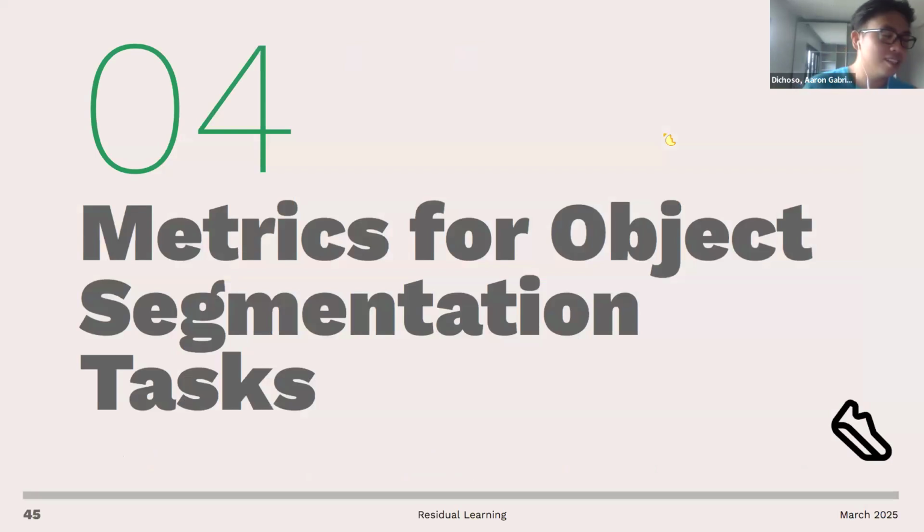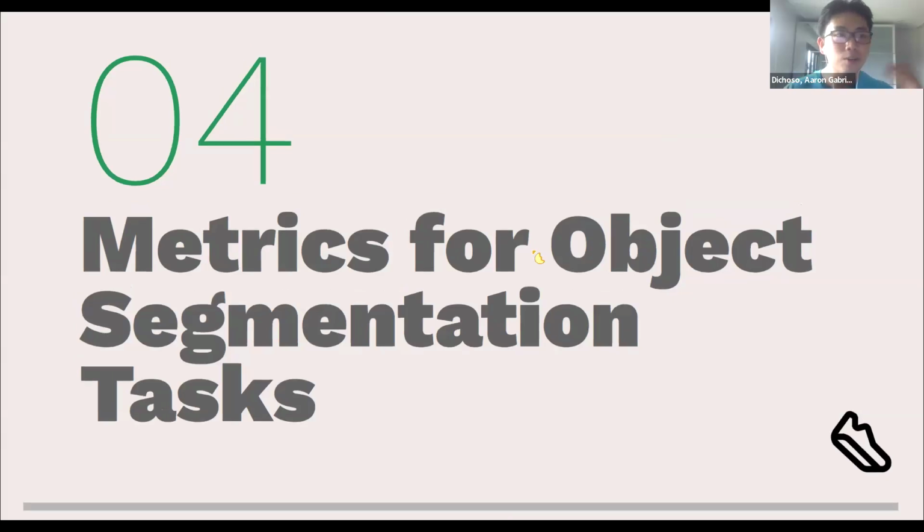Okay, is that clear for everyone so far? How object segmentation evolved over time and how these foundational networks actually came about. Okay, so thank you for everyone's responses.